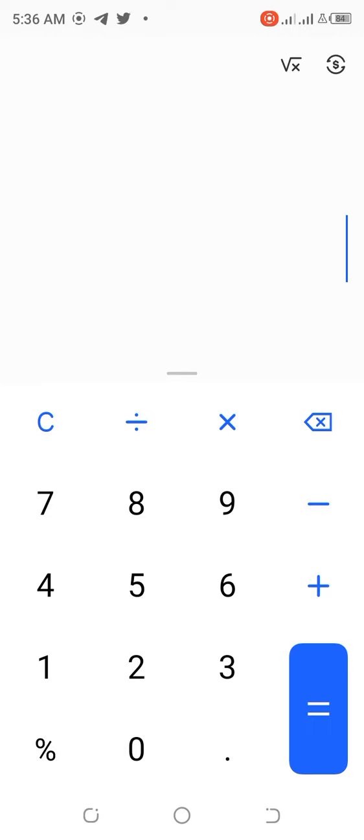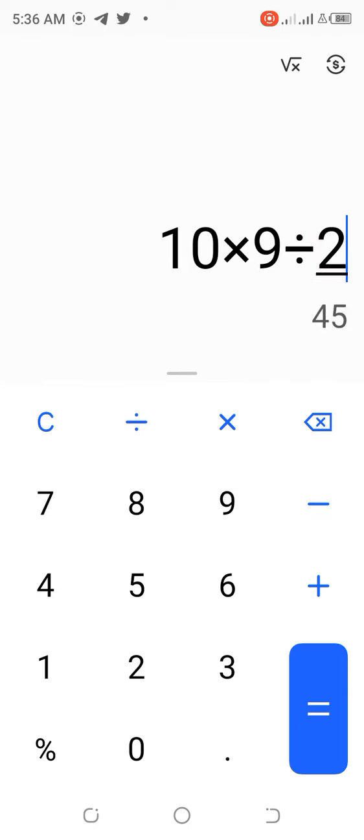So let's look at this. 10 by 9. That's how we calculate lotto. Divided by 2. So that's 45 lines. So these 45 lines, let's assume we are staking 1 cedi each. So meaning that's 45 Ghana cedis.